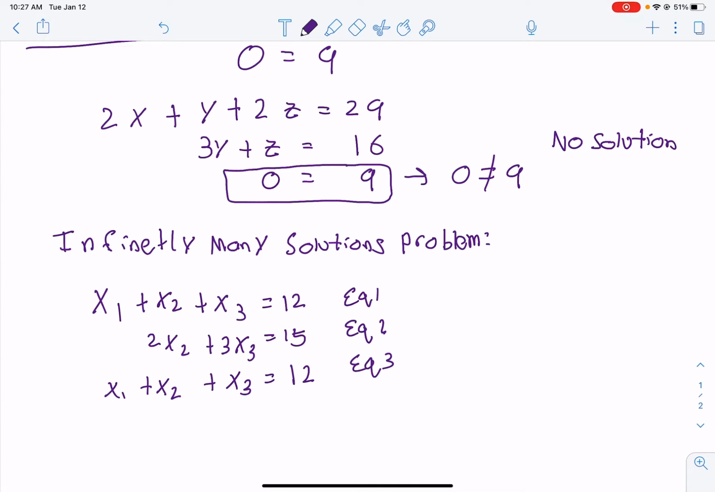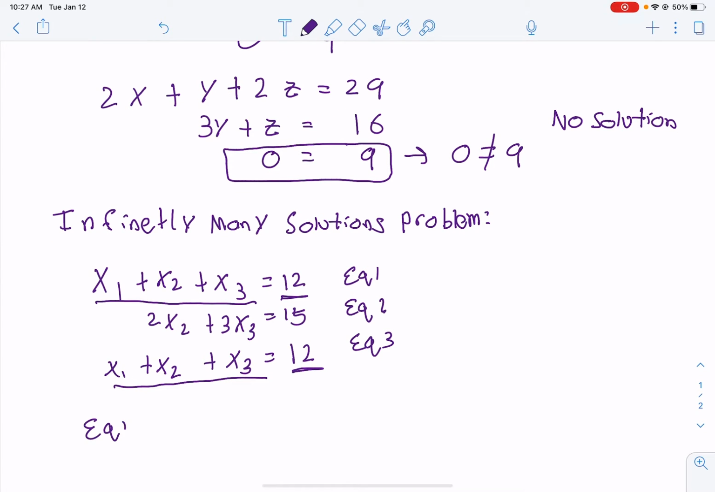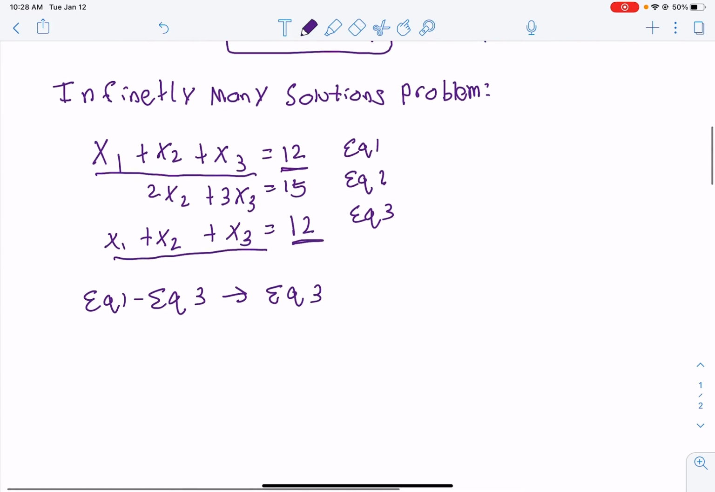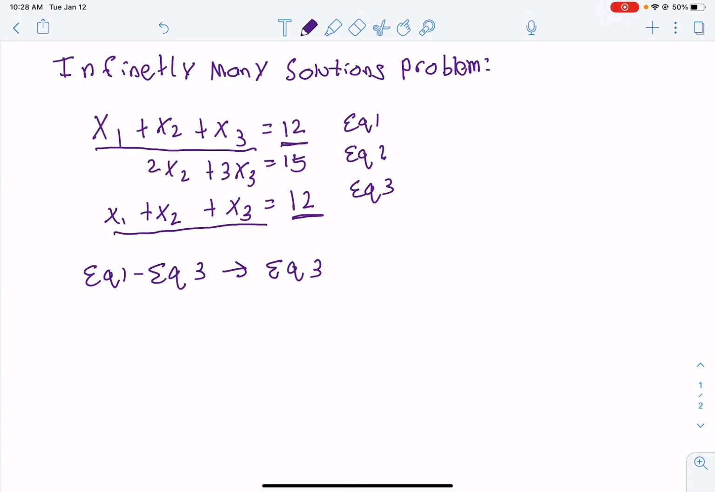But if you look at equation 1 and 3 again, x1 plus x2 plus x3, and the coefficients of 1 for all three variables are the same. And this time, their values are equal. So if we subtracted equation 1 minus equation 3 and replaced it into equation 3, because we know they're equal, and if we subtract something that's equal, they're going to be 0. So I'm just going to rewrite our new system of x1 plus x2 plus x3 equals to 12. 2x2 plus 3x3 equals to 15. And then our third equation is basically gone.